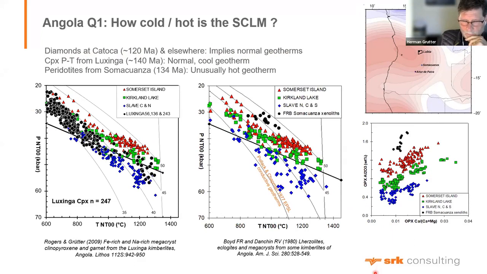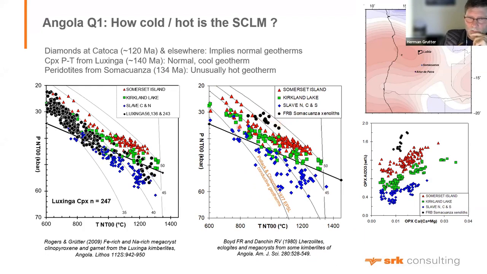some time ago now, Joe Boy and Bobby Danchin, both of whom are not with us anymore, published a paper in the American Journal of Science where they described garnet lherzolites from the kimberlite called Somaquanza. So Somaquanza is sitting down here in the central portion of Angola. And to my astonishment, if you take their data, you put it on the clinopyroxene diagram, you see a very hot, effectively off-craton geotherm at Somaquanza. So Somaquanza is dated at 134 million years.